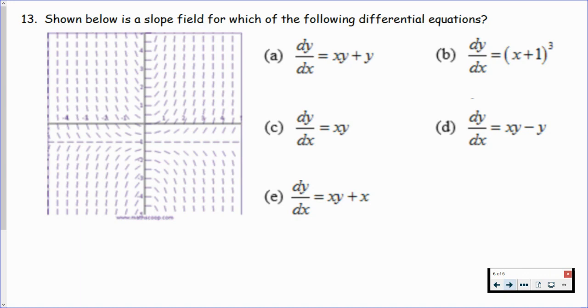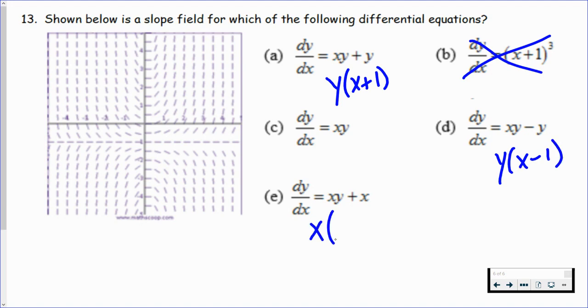The first thing I could tell right away, I'm definitely not going to use B because B is only dependent upon X, and we can see that we don't have the exact same slopes when we have a specific X value, so we know that doesn't match up. Something that might make it easier to figure out which one works is we could actually rewrite these. Think about answer choice A. We could take out a y, and that would be y times x plus 1. For D, we could take out a y, and that would be y times x minus 1. For E, we could take out an x, and that would leave y plus 1 inside. And so now it becomes a little bit easier to see where these things should be equal to 0.